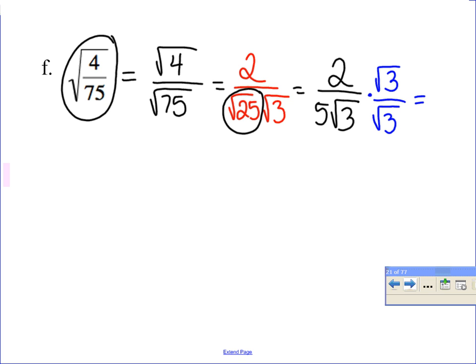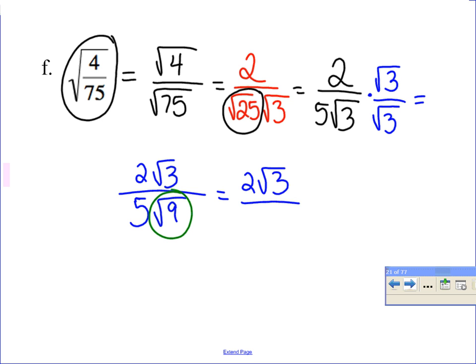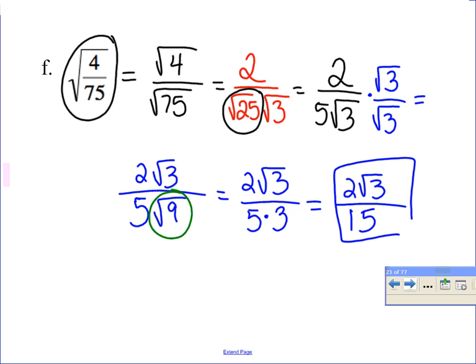So what ends up happening here is we have 2 square root of 3 in the numerator. The denominator, leave the 5 there. Square root of 3 times square root of 3 is square root of 9. The square root of 9 is a perfect square, so I'm going to circle that. Rewrite our numerator, 2 square root of 3. And then our denominator is 5 times square root of 9 is 3. Now, yes, you could have done it all in one step. So 2 square root of 3 over 15 is our completely simplified answer. There is not anything else that you can do to make this more simple.